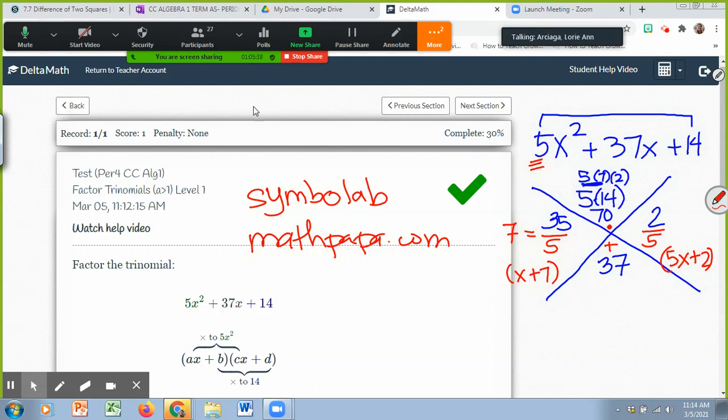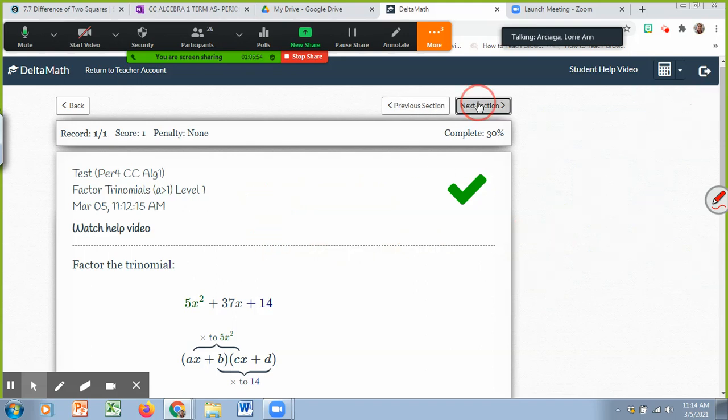Okay, let's do one more before we go. What is the answer to this one again? It's x plus 7 and then 5x plus 2. You see that? It's still right there, so you can still see it. Okay, I'm going to clear the ink now, and then let's do one more before we go.